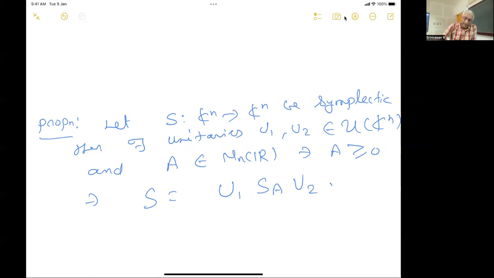This is a statement on Cn. And there is no uniqueness about these things. We are not saying there exist unique U1 and U2.